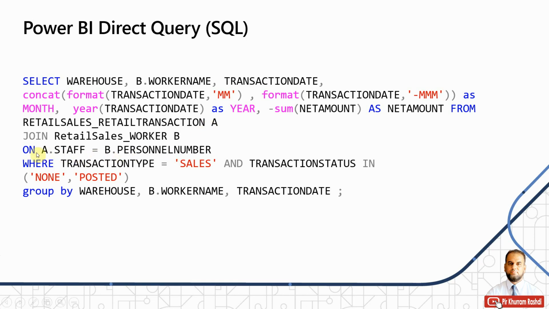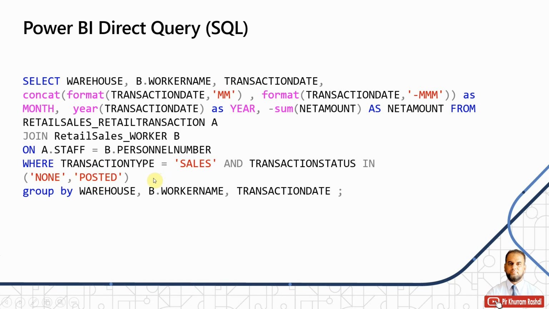So in this way I have put an inner join, and then I have only included a transaction type of sales, because there are multiple types available. We are interested to see only the sales, and the transaction status should be none or posted, because the voided and other statuses we are not interested in. We need to see the actual sales. For that, these are the conditions.